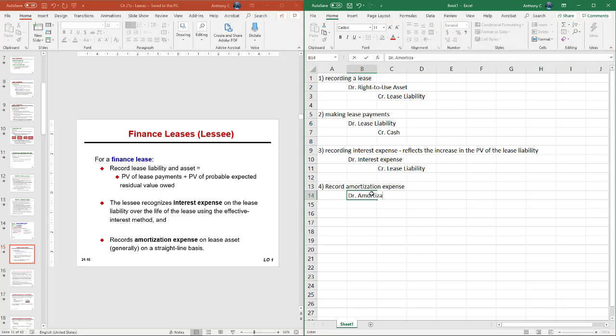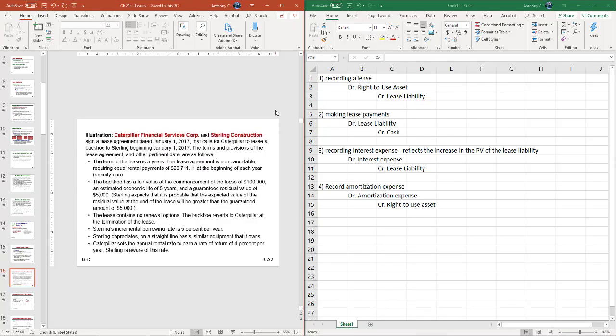So we will debit amortization expense here. And then for our credit, it's just like other intangible assets. We can directly credit the right to use asset, because as we use this asset, we're using up our rights.